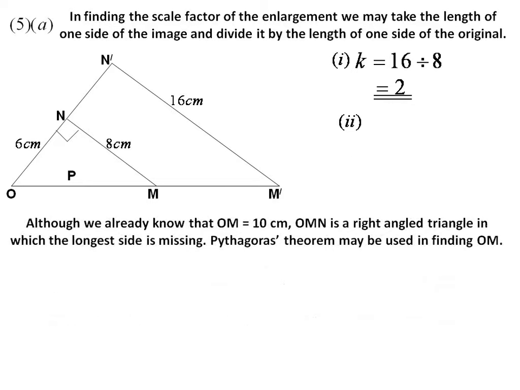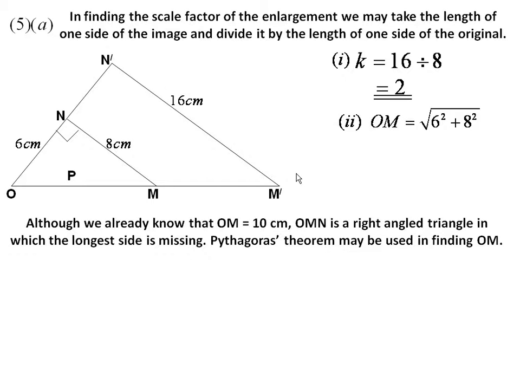Although we already know that OM is equal to 10 centimeters, OMN is a right angle triangle in which the longest side is missing, which is of course OM. Pythagoras theorem may be used to find OM. OM is the hypotenuse. We have two short sides. Use Pythagoras. 6 squared plus 8 squared. The square root of all of that.